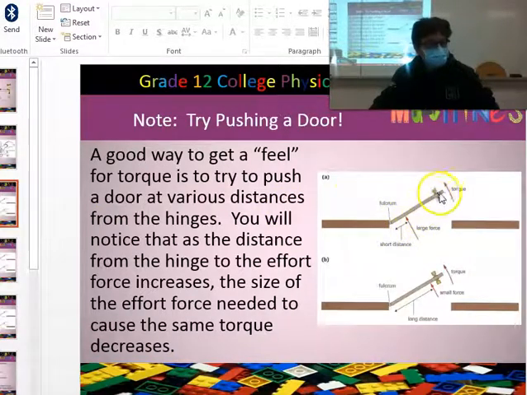So here's an example of our door. If you apply the force a short distance from the hinges, or the fulcrum, its rotating axis, then you need to apply a very large force to get the same torque as another door where you apply that force a very long distance away from the fulcrum. We all know that it's easier to push the door if you're applying your force further away from that rotational axis, from the hinges.